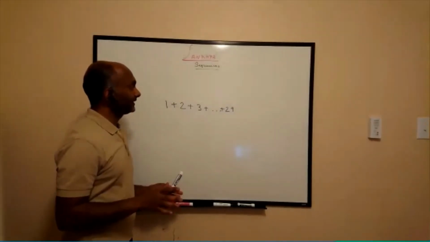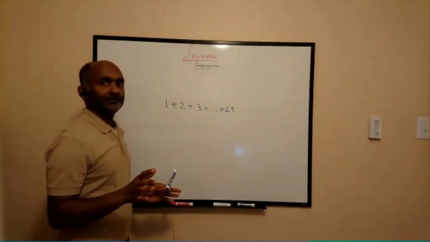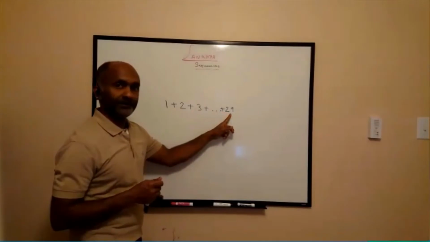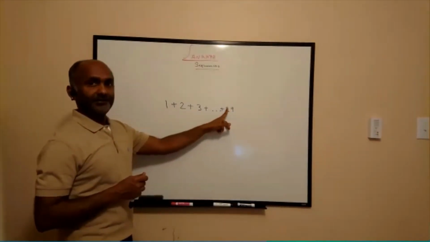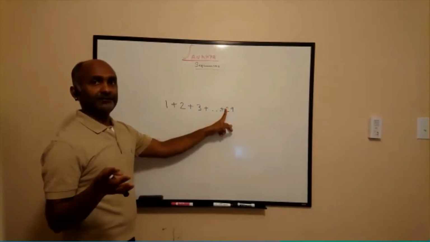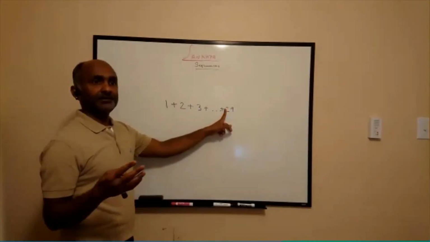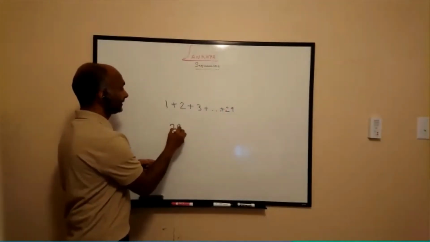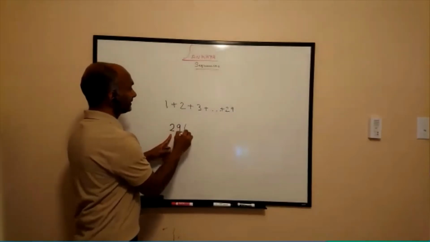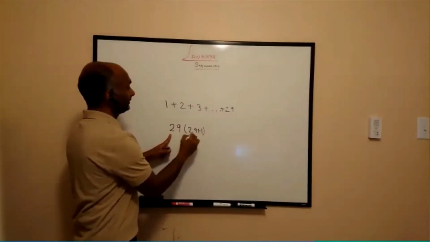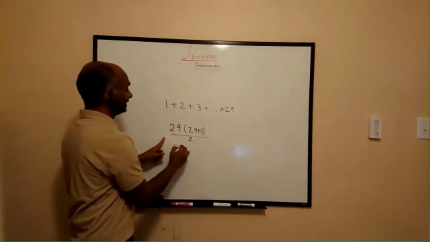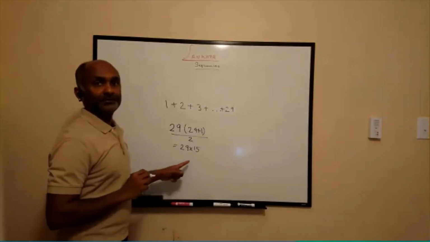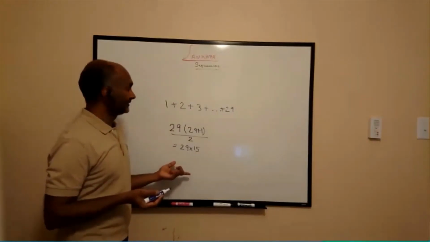So how do we do that here? Well, from the formula, we know that if it is 1 plus 2 plus 3 all the way to n, where n is 29, the formula is n times n plus 1 divided by 2. And n is 29, so 29 times 29 plus 1, divided by 2. So that is 29 times 15. And you just have to do that.